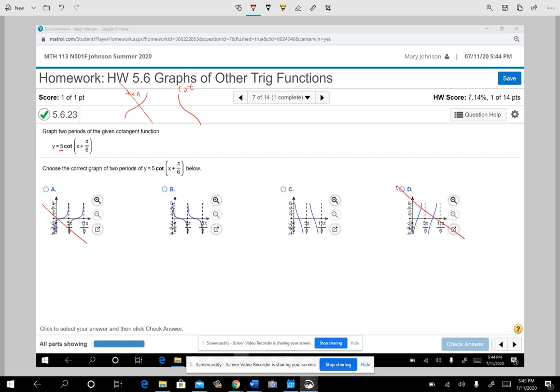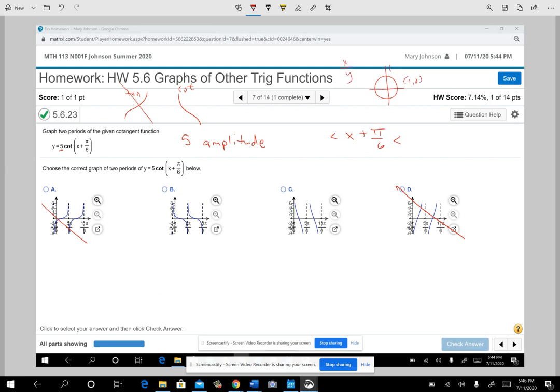Those are both tangent. All right, so when you're working this one, you should see the 5, and that's the amplitude. So it's been stretched vertically. So every point is 5 times as far away from the x-axis. Then that x plus pi over 6, you can solve the inequality to do that. And you remember that cotangent is x over y.